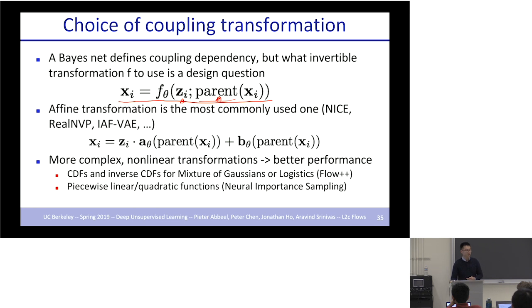But what we have not talked a lot about is the function class you can choose for this transformation. So far we have mostly looked at affine transformations, which are really just linear transformations. You have some random variable zi, scale it by some scaling term, and offset it by something. This is a simple linear function that is invertible.